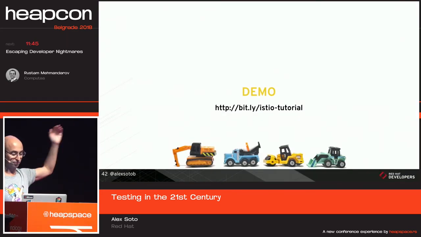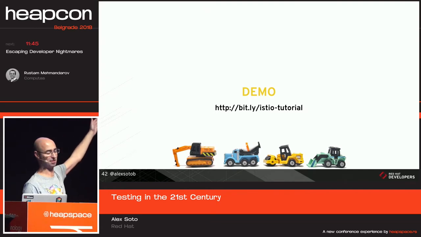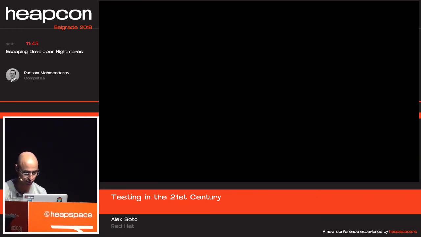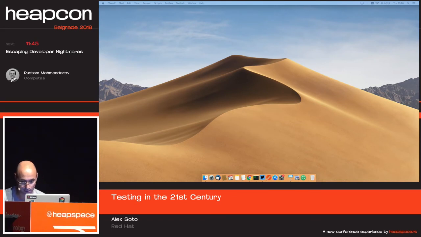This is Red Hat. I think that we have the most complete and best tutorial out there about Istio, which is in this link, the Istio tutorial. And I'm going to show you how to do this kind of releases. I have here my simple application, okay?